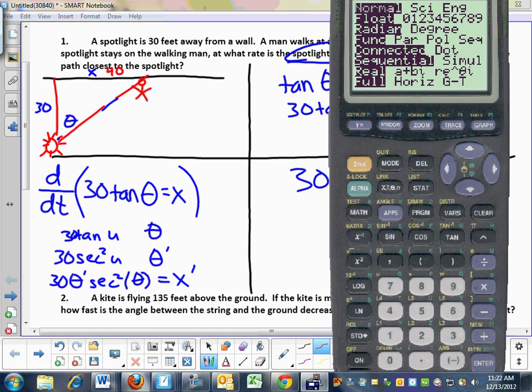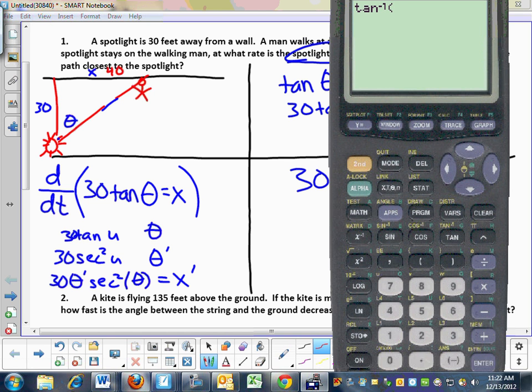Mode, we are in radians. Tangent inverse, boys and girls. Tangent inverse of 40 over 30. And I get 0.927. 0.927 radians.